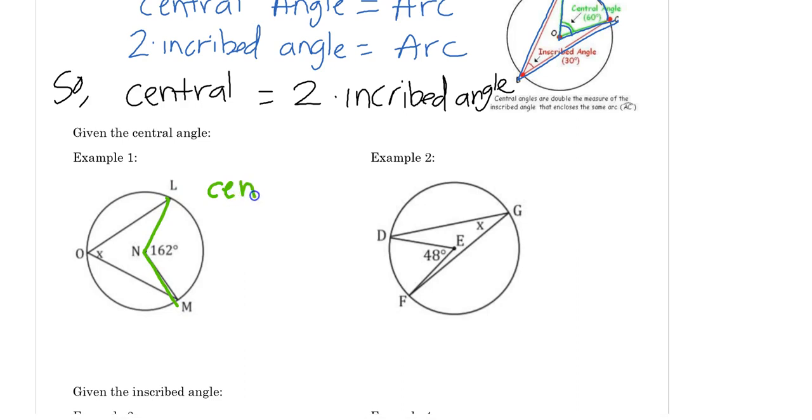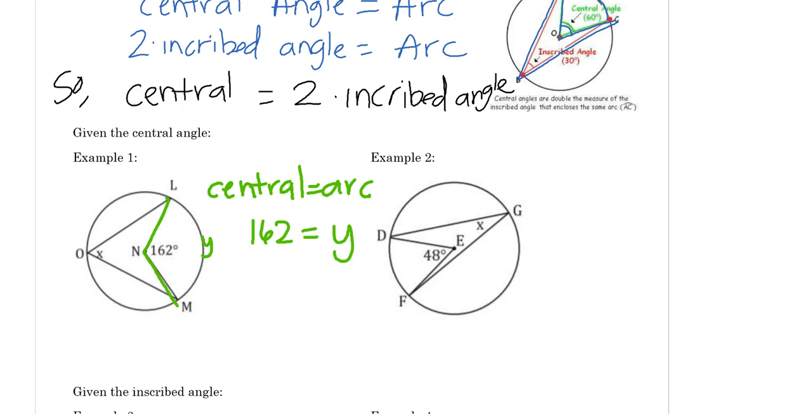So central, looking above, our central angle definitely equals our arc. So therefore, if I just label this Y, my central angle is 162 degrees. So that's going to be my arc, which is Y.